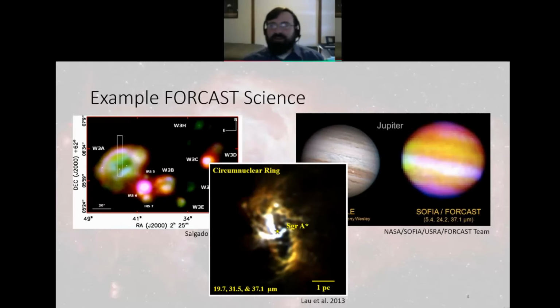And then another science result that we had early in the process was looking at this thing called the circumnuclear ring.